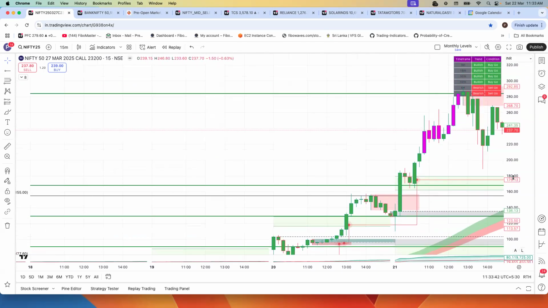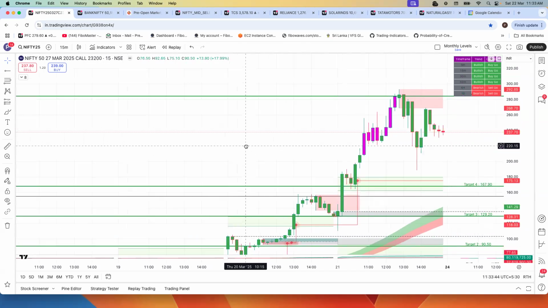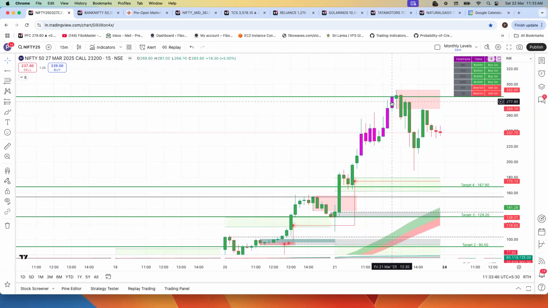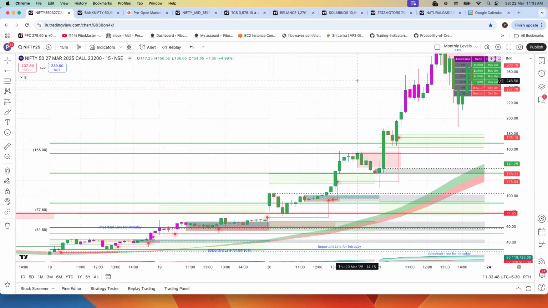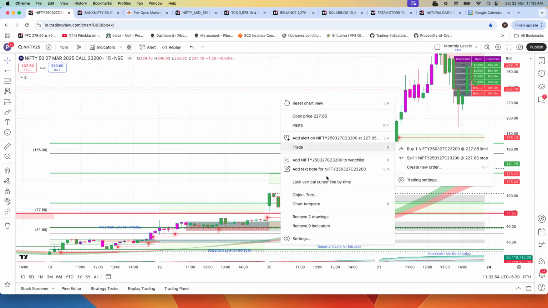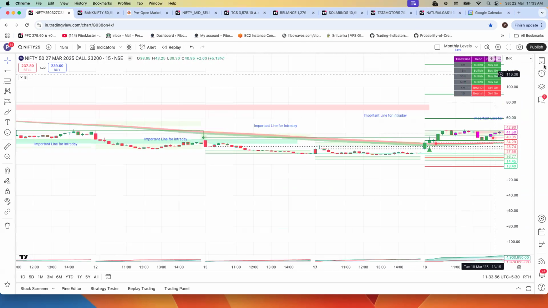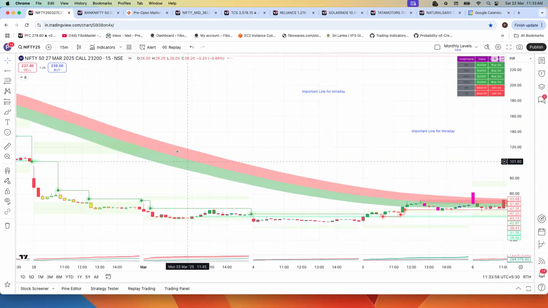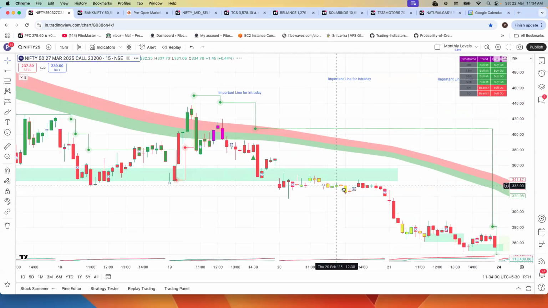You know that, right? So it goes and hits the target, exactly. Then it comes down. Now you see the logic here? How beautifully it moves. Same thing on the negative side also. If you're a shorter, I'll show you on the short side.